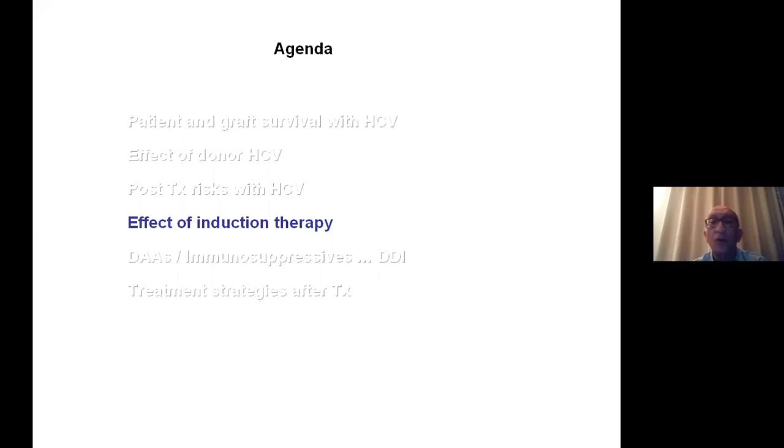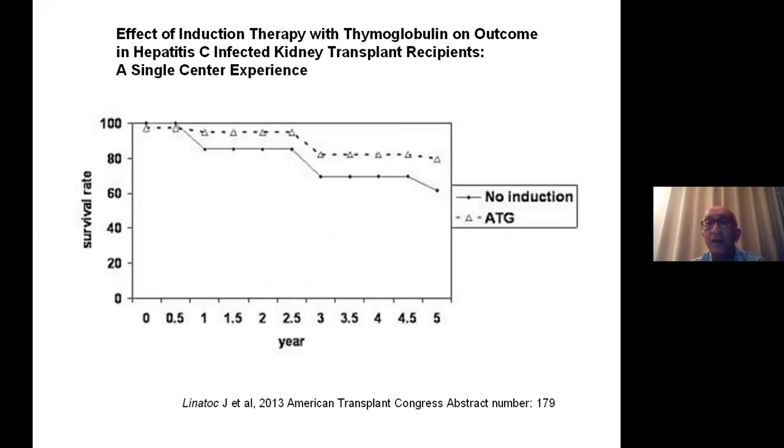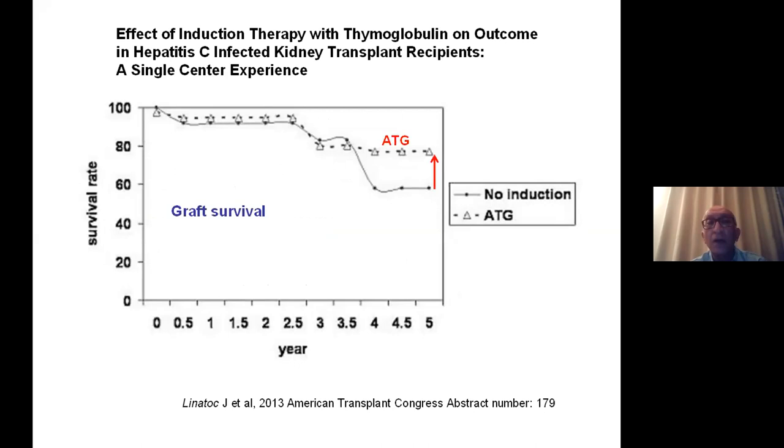If we try to evaluate the impact of induction therapy on the outcome in HCV-positive cases, definitely using ATG induction improves the patient survival in the long term, and here the 5-year patient survival is significantly better in HCV-positive cases who received ATG induction than those who did not receive ATG induction. This also was clear in the graft survival at 5 years of follow-up. Those who received ATG had a better outcome.